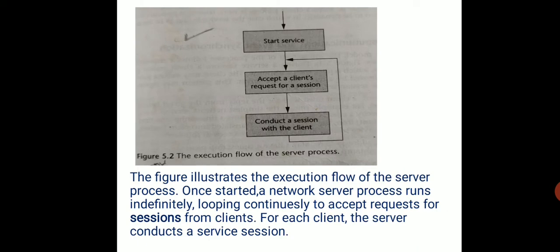The figure illustrates the execution flow of the server process. Once started, the network server process runs indefinitely, looping continuously to accept requests for sessions from the clients. For each client, the server conducts a service session. In the diagram, first it starts the service, next it accepts the client's request for a session and conducts a session with the client, and again the arrow goes backward to accept the next client's request. So the server loops until the desired service is provided.